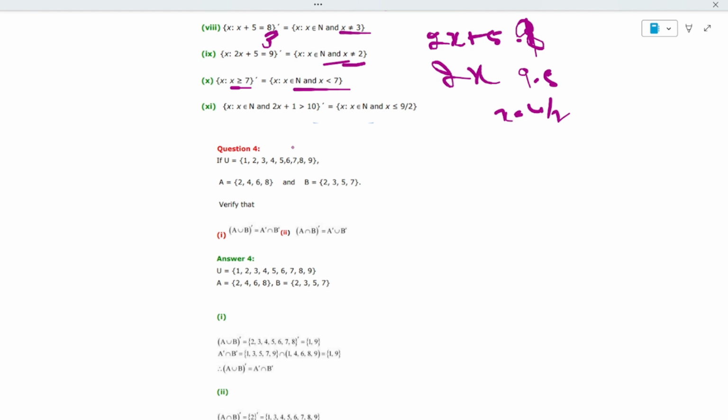Why? Because if you take 1 to the right hand side, it will be 10 minus 1, that is 9. If you take the value of x, it will be 9 by 2. That means 2 will go to the denominator. So it is greater than, so it will become less than or equal to.